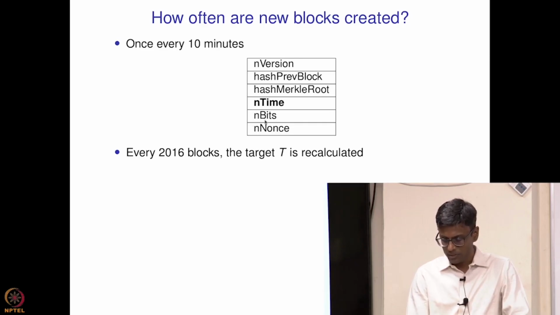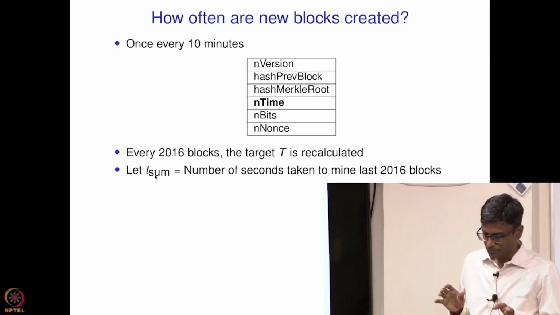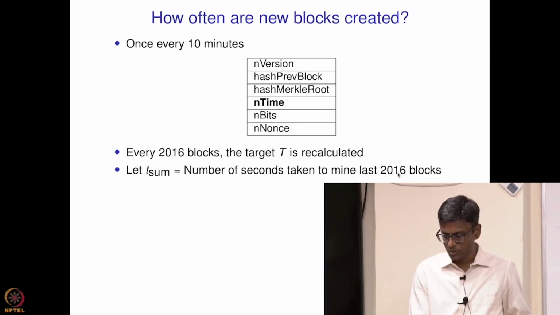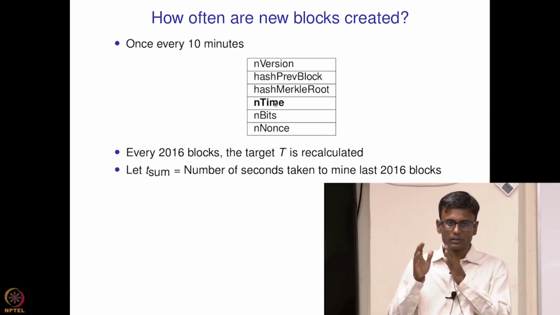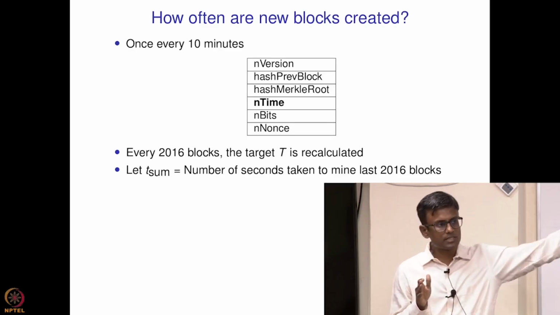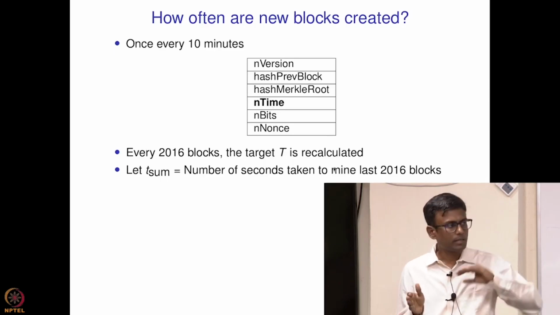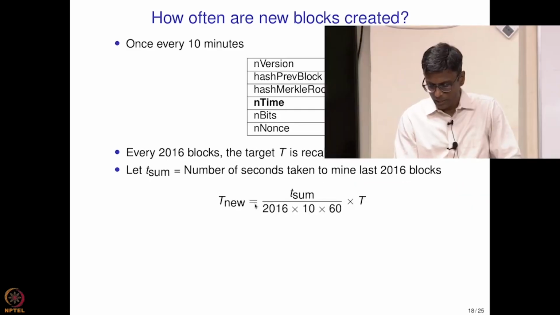So what is the retargeting calculation rule? All the miners, every 2016 blocks, compute the number of seconds taken to mine the last 2016 blocks. They compute this by looking at the difference between the timestamps of the block at which the recalculation of the target is done and the block 2016 blocks previous to that. So basically they look at the difference in the timestamp values between the current block and the block 2016 blocks in the past, and they use that to calculate the new threshold, this n bits. This is the formula.